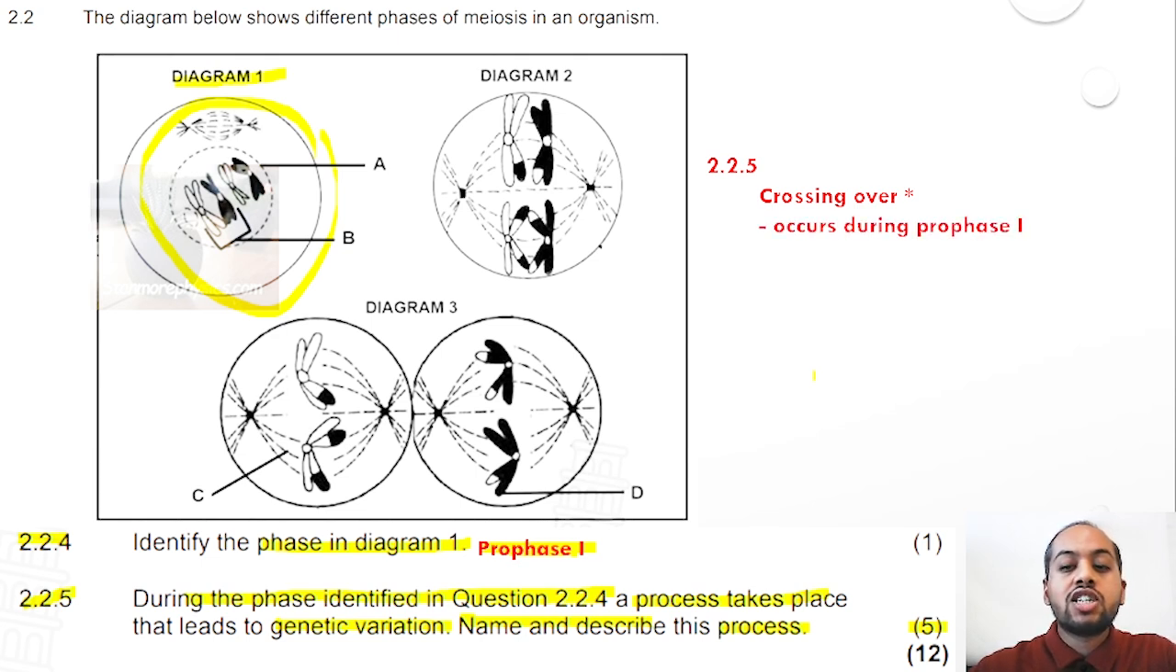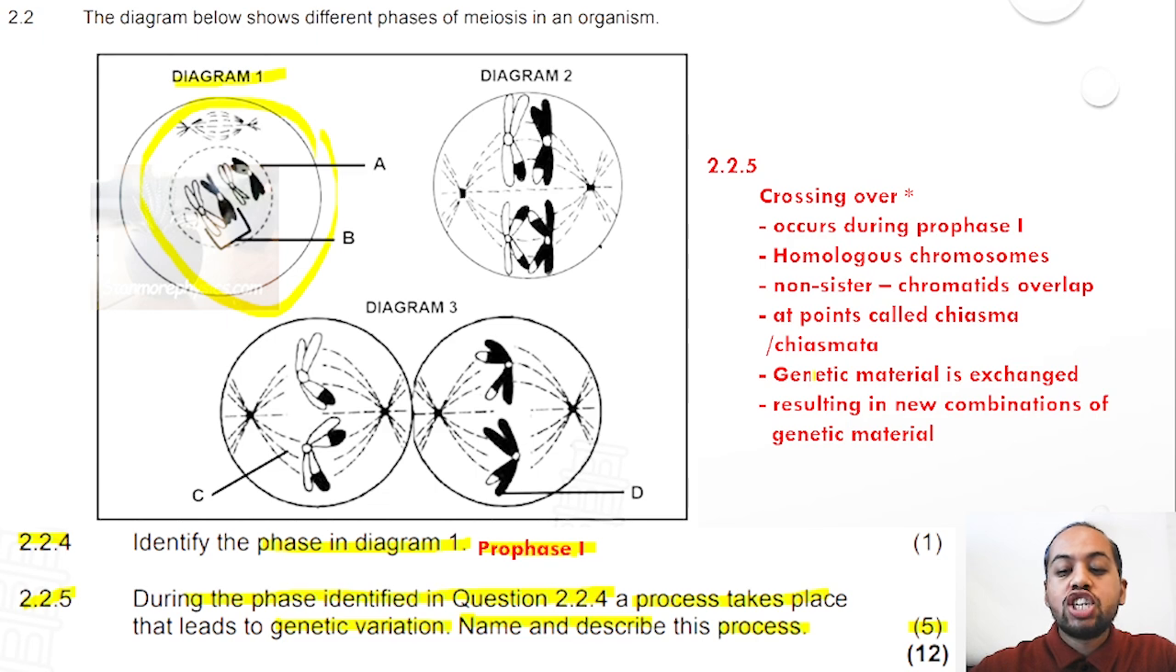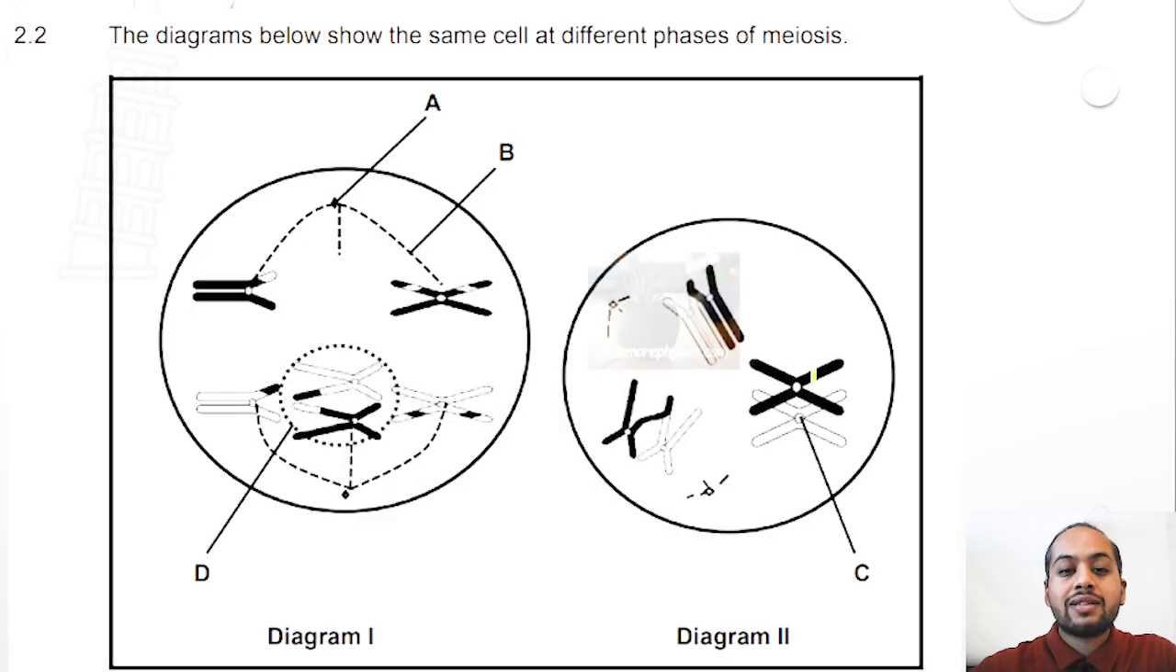Firstly, crossing over occurs during prophase 1. Homologous chromosomes or non-sister chromatids are going to overlap and they're going to meet at a point where they touch, called the chiasma. Genetic material is going to be exchanged, resulting in new combinations of genetic material.